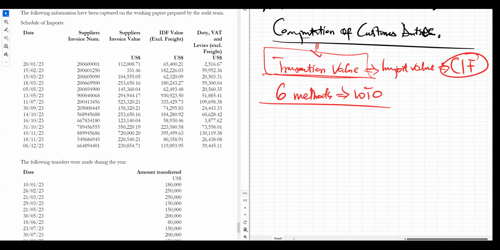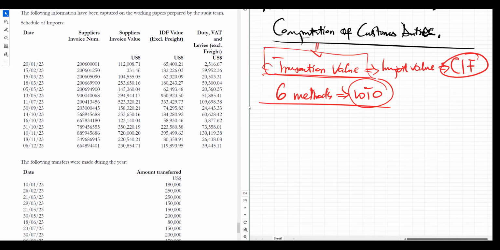All right. Now, these methods are just like transfer pricing. They're actually transfer pricing methods. For me, this one and transfer pricing are no different. I'll come and explain to you. All right. So there are 6 methods.